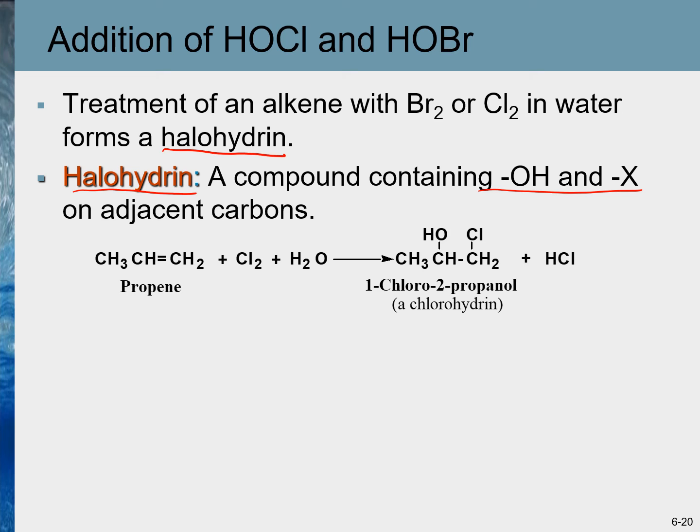An example of a halohydrin reaction is shown here. In this reaction, propene reacts with chlorine gas in presence of water to form 1-chloro-2-propanol, which is a chlorohydrin. This reaction is regioselective, and in this reaction halogen adds to the less substituted carbon atom, or in other words, halogen adds to the carbon atom which contains more hydrogen. So this carbon is known as the less substituted carbon atom.